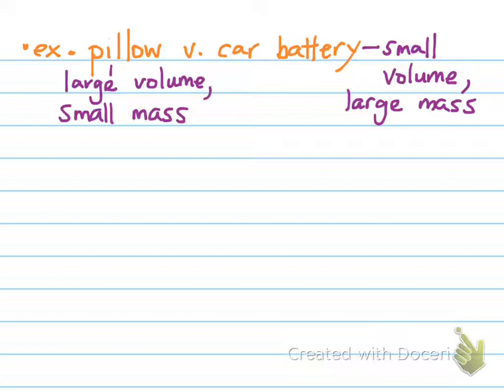Okay, so with mass and volume, sometimes something that is very massive also has a very large volume. For example, a semi-truck, okay? But sometimes things that are pretty massive have a pretty small volume.